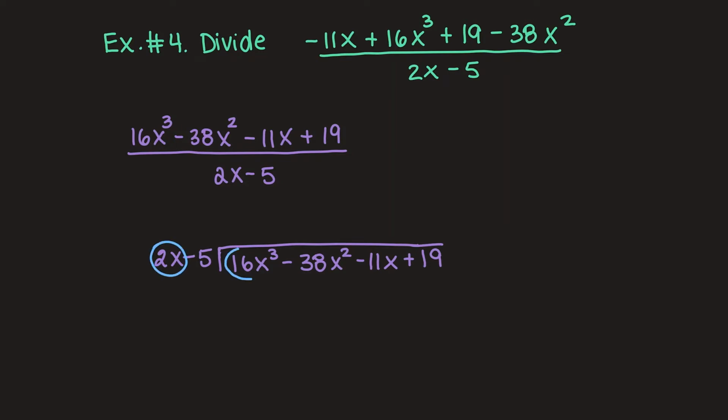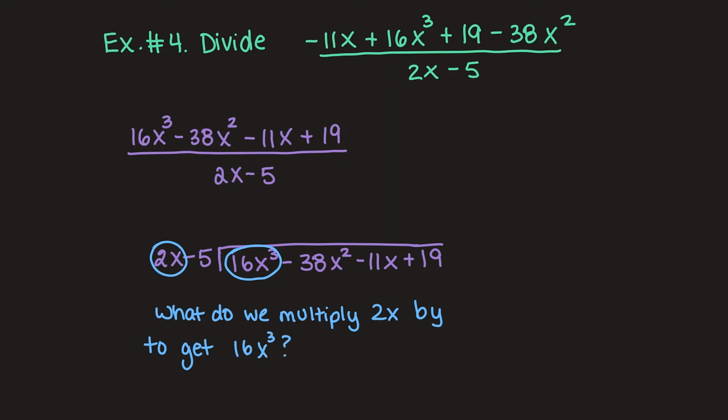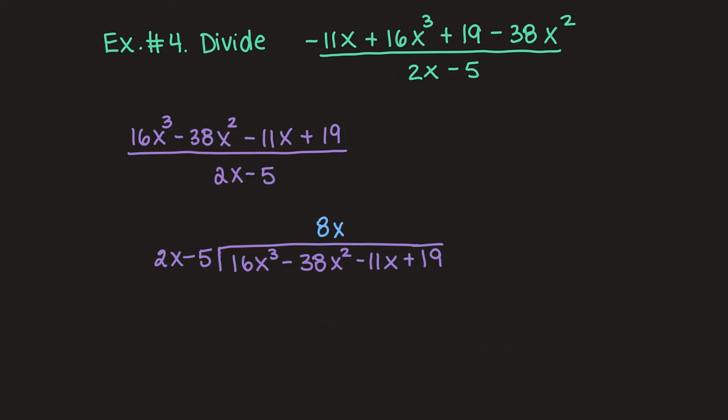So starting with the 2x, we ask ourselves, what do we multiply 2x by to get 16x cubed? That will just be 8x squared, since 2x times 8x squared is equal to 16x cubed. So we line up the 8x squared over the negative 38x squared, since they have the same degree. Now we multiply 8x squared by the entire divisor 2x minus 5. So 8x squared times 2x is 16x cubed, and 8x squared times negative 5 is negative 40x squared.